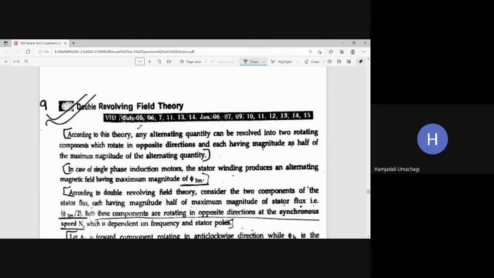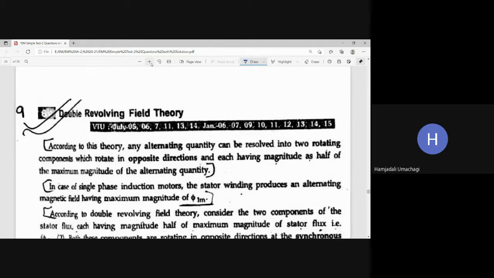It cannot start on its own; it has a certain problem while starting. That problem is due to some reason, that is nothing but the double revolving field theory. This is one of the important questions which will be asked repeatedly in the final VTU exam. Hope you can see how many times this question is asked.